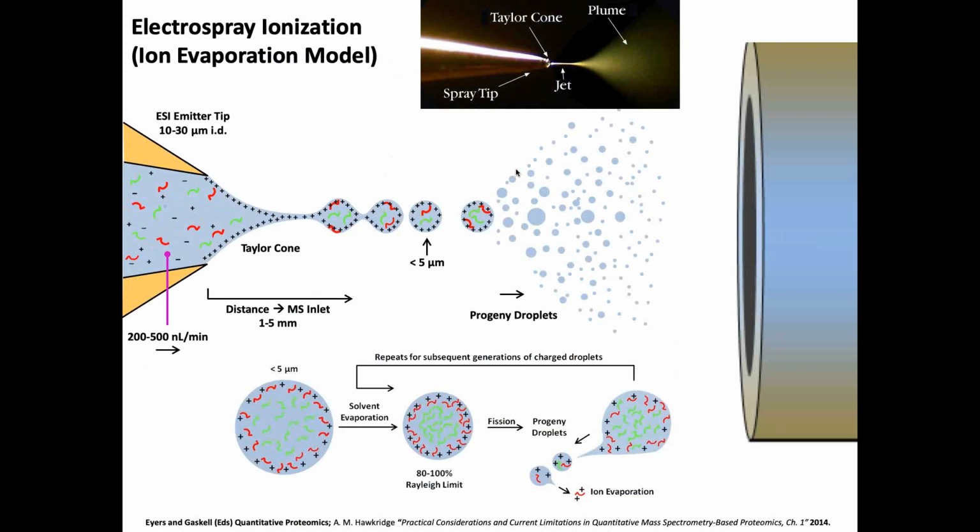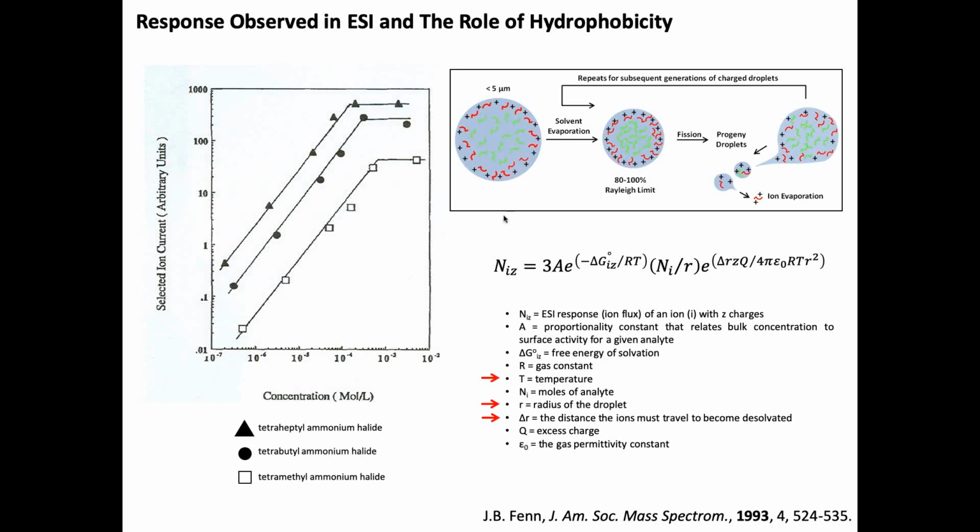So more hydrophilic things stay in the middle, more hydrophobic things stay on the surface, and they're typically going to get ionized more favorably than the things in the middle. This was shown with, do you have a question?